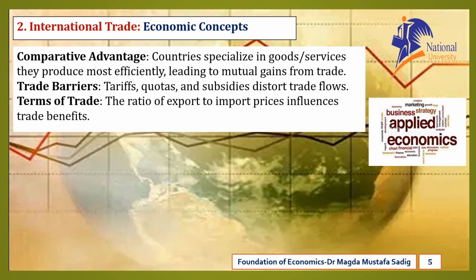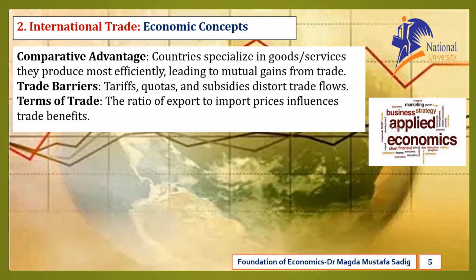Terms of trade. The terms of trade refer to the ratio of export prices to import prices. If a country's export prices rise relative to import prices, it can buy more imports for each unit of export, improving its economic welfare. For example, if oil exporting countries see higher prices for oil while the price of imported food remains stable, their terms of trade improve.